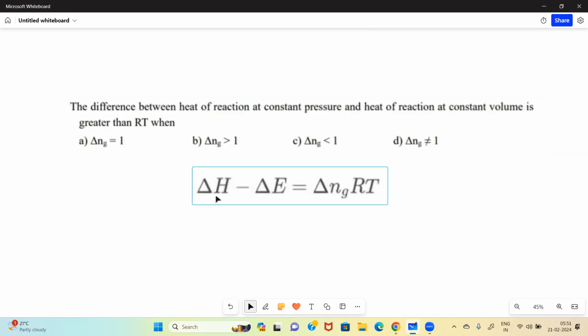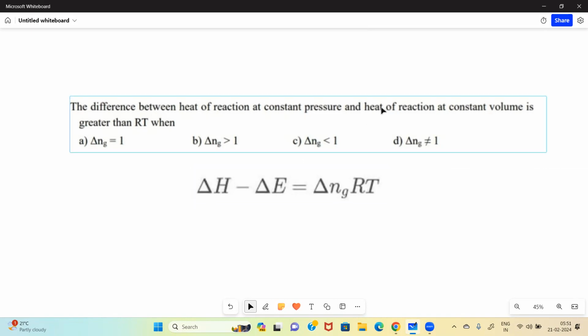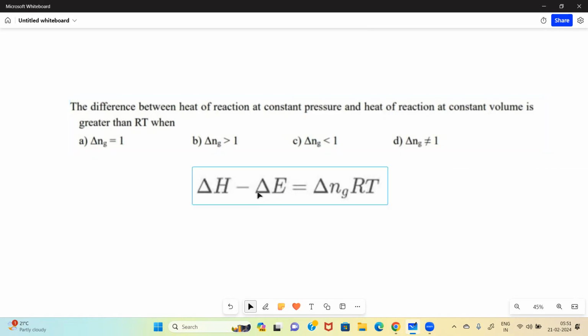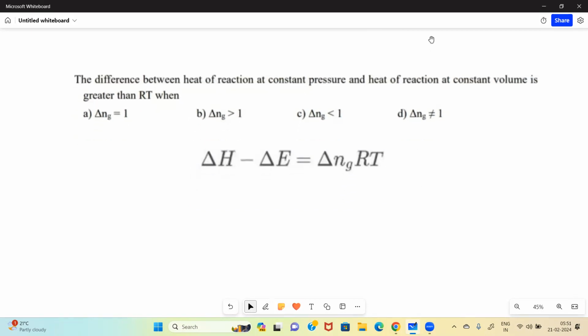Heat of reaction at constant pressure is denoted by the symbol delta H, enthalpy. Heat of reaction at constant volume is given by delta E. Delta H is equal to delta E plus delta Ng RT, or we can write it as delta H minus delta E, which is the difference, and that's equal to delta Ng into RT. And what does delta Ng represent? It represents the difference between the number of moles of gaseous products and the gaseous reactants in a given chemical equation.